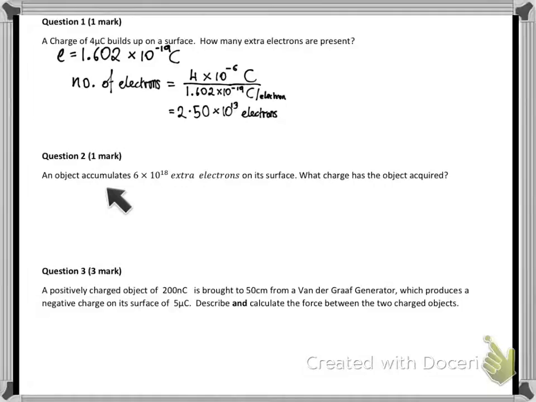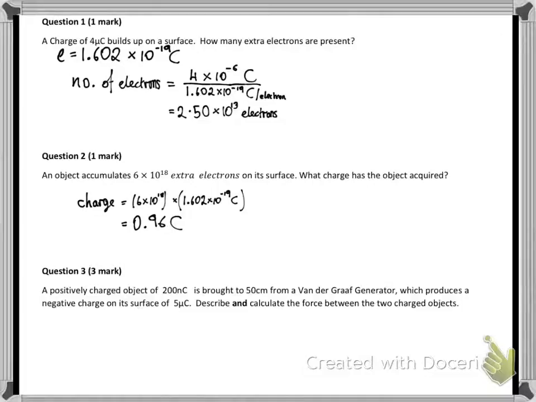Alright, what about the next question? An object accumulates 6 times 10 to the 18 extra electrons on its surface. What charge has the object acquired? So it's extra electrons giving you extra charge. We take the amount of electrons and multiply by the elementary charge this time. And there we go, 0.96 coulombs. How are we doing so far?